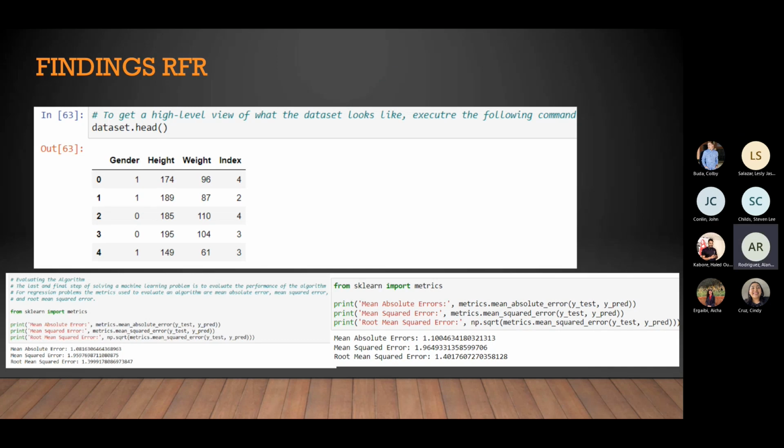Thank you, Colby. Now, to get a high-level view of what the dataset looks like, we will execute the following command: dataset.head in Python, which helps us to get a view of the data, and it shows like a spreadsheet, just like an Excel file.